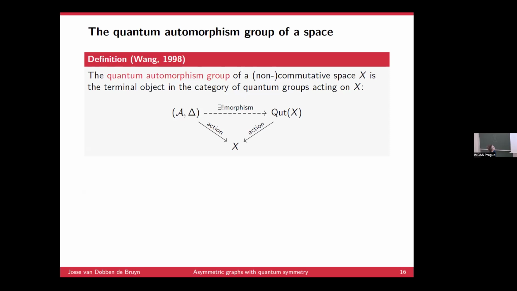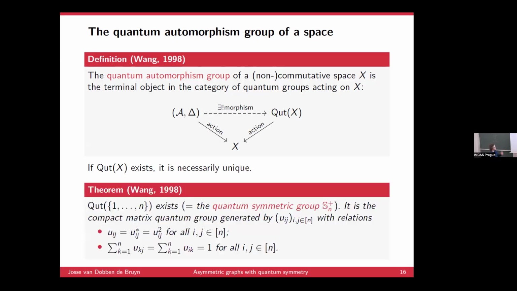Okay, so the quantum automorphism group of a non-commutative space has this categorical definition. It is a terminal object in the category of quantum groups acting on X. So it's like saying it's the largest quantum group that acts on the space. I'm not going to say in this talk what an action of a quantum group is. And since this is a universal property, if the quantum automorphism group exists, it's necessarily unique up to a unique isomorphism. The question is, for which spaces does it exist?